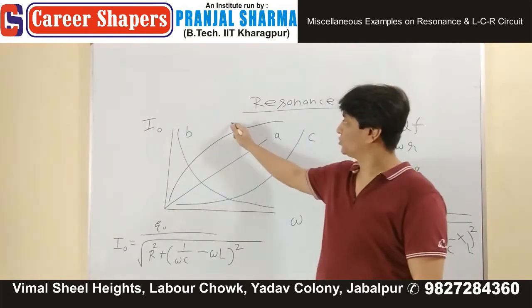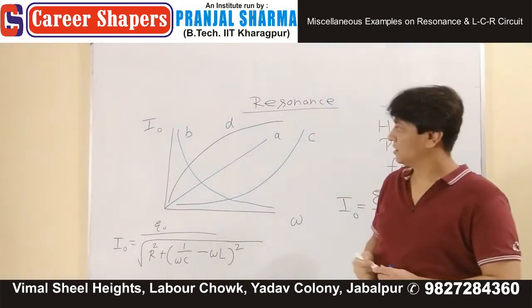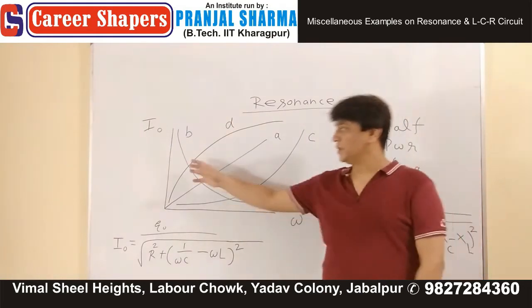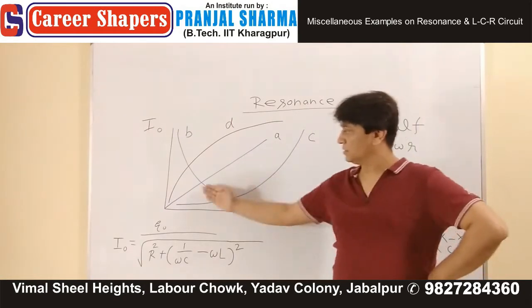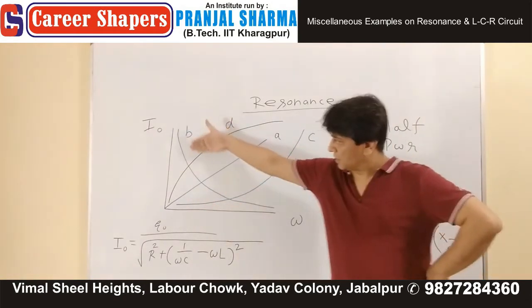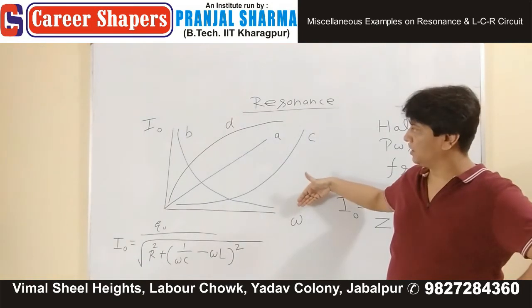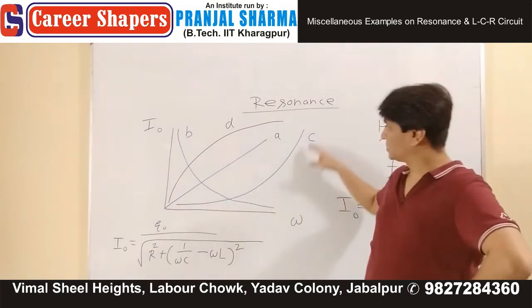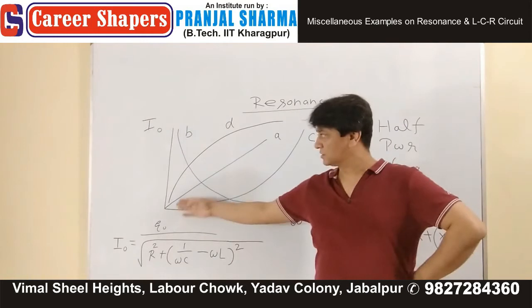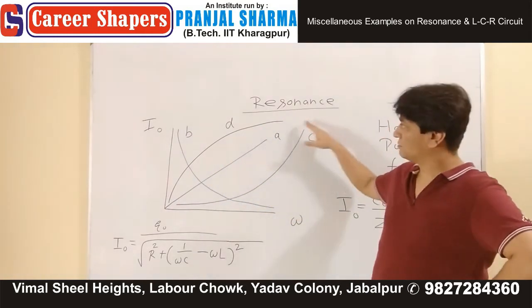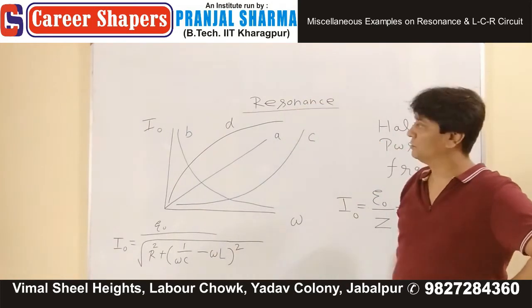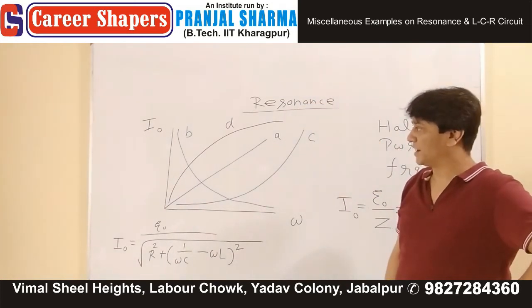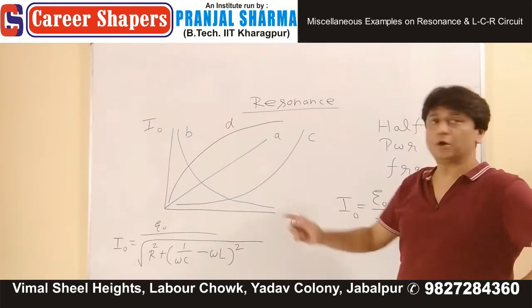This is option D. So let's say these are the different graphs between I naught and omega. A, continuously decreasing graph; B, continuously increasing graph; C, this graph is also increasing, but it has a limitation. It cannot go beyond a particular value. So which option do you think is the correct one? A, B, C or D? Write down this in the comment box.